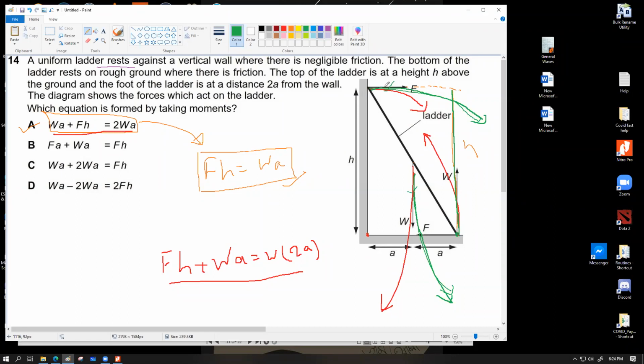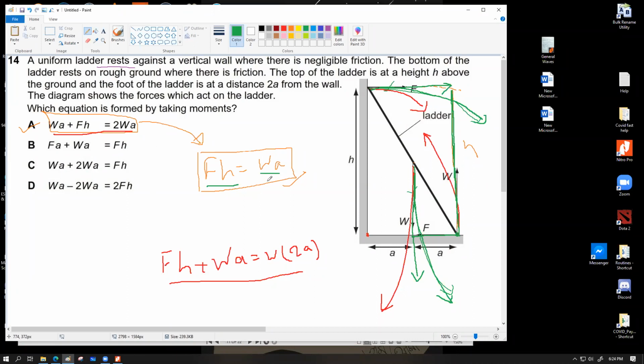I'm saying that F force থেকে এই pivot point এর distance টা কতটুকু? How much is this vertical distance? H. That's why F into H. আচ্ছা, how far is the W force from this point? That is this much, yeah. WA. So clockwise moment FH should be equal to anti-clockwise moment WA.